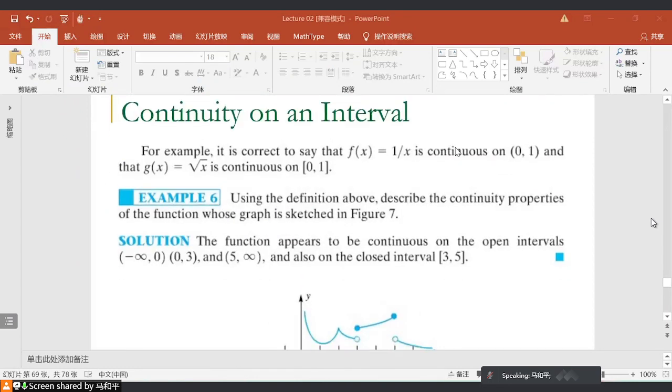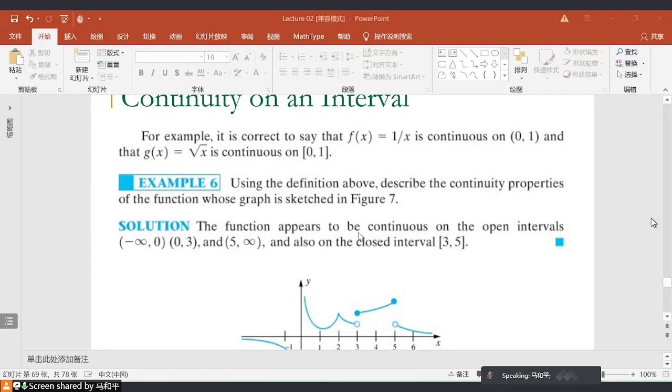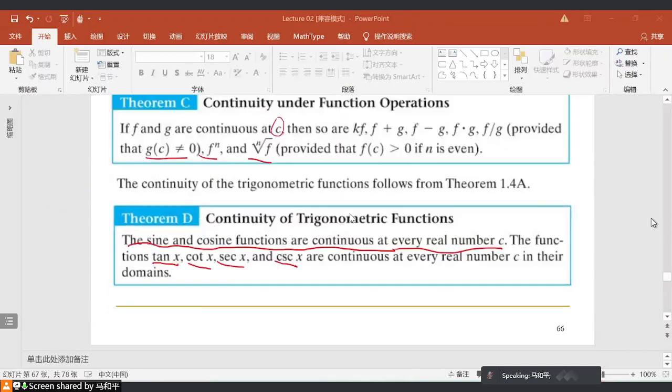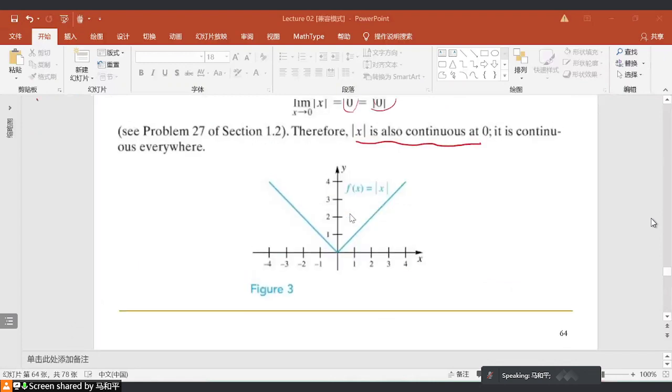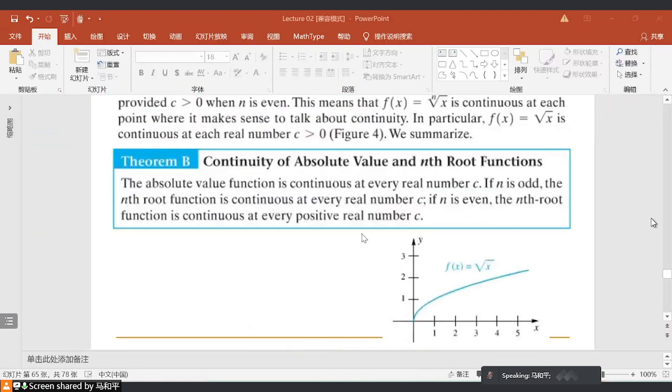Okay, maybe next time we will give you examples, okay? Because I think today we have given you many definitions, right? You can review them after class, okay? Maybe you can say bye-bye.